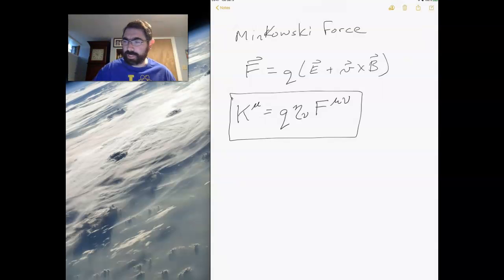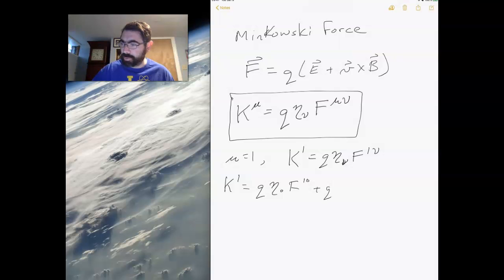If we look at when μ is equal to 1, in that case we would have K^1 = Q η_ν F^(1ν). Now the ν is a dummy index where we can apply the dot product. And so K^1 is Q η_0 F^(10) plus Q η_1 F^(11) plus Q η_2 F^(12) plus Q η_3 F^(13).